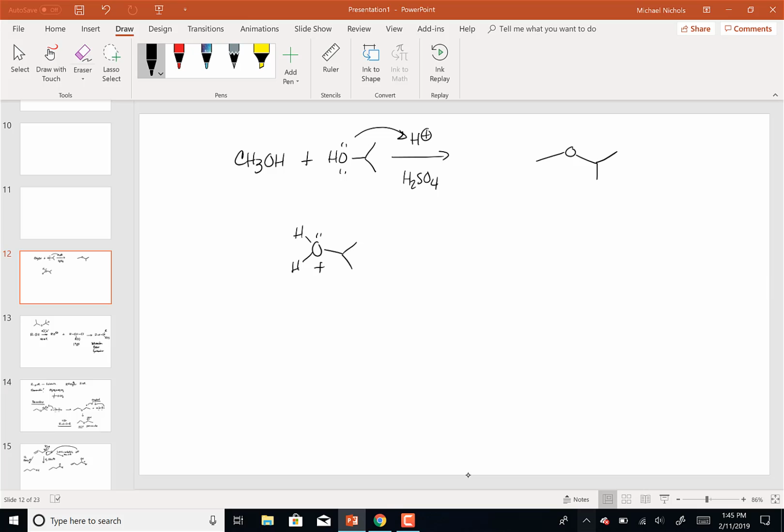So I'm going to form this oxonium ion. It's going to protonate the isopropyl alcohol, OH. What happens next? Water leaves. Do we agree? Then I get that carbocation. What happens next?